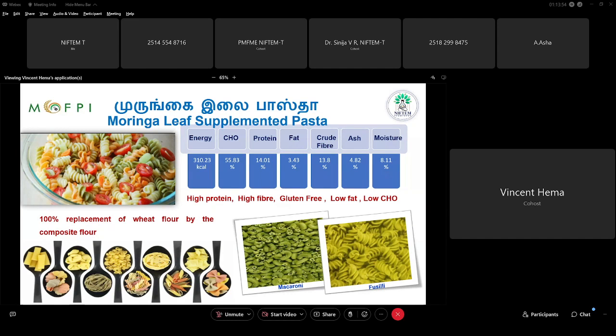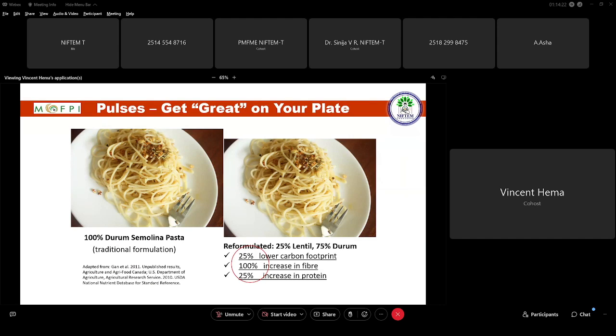So we made a successful extruded product, gluten-free and rice-based, which has a high amount of protein. You can see that using this rice in combination with moringa leaf powder, we can achieve the protein content and the fiber content. It's a well-balanced amount of nutrients present in this product. Also, with a combination of pulses, we are able to produce a good product, because in reformulation we always have choices with rice.